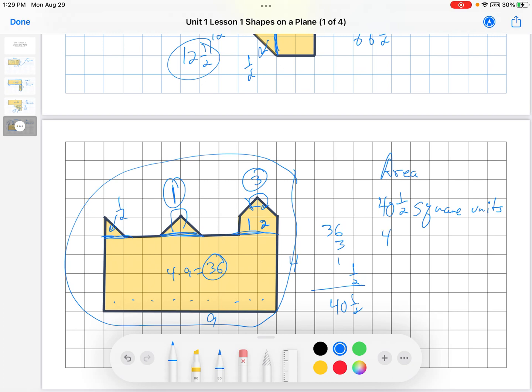By the way, you can write that as 40.5 square units because a half is 0.5. So either way, it means exactly the same number.